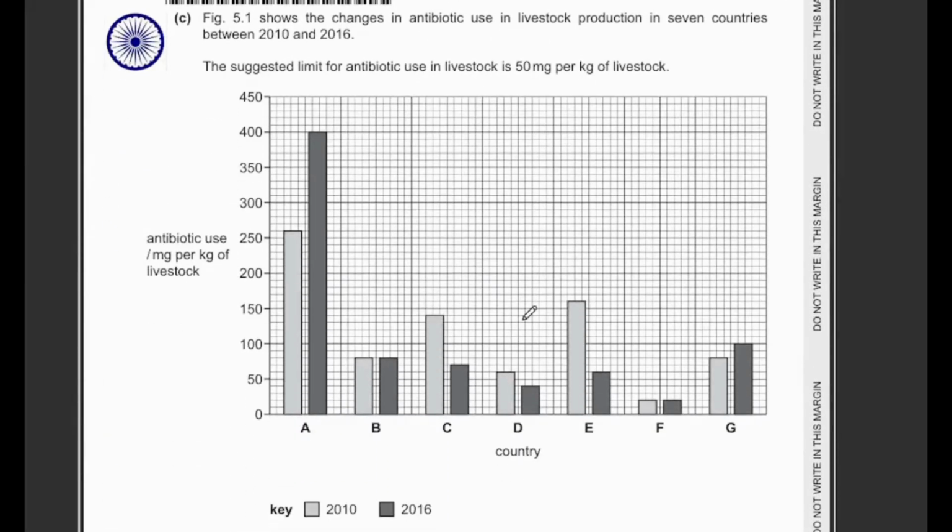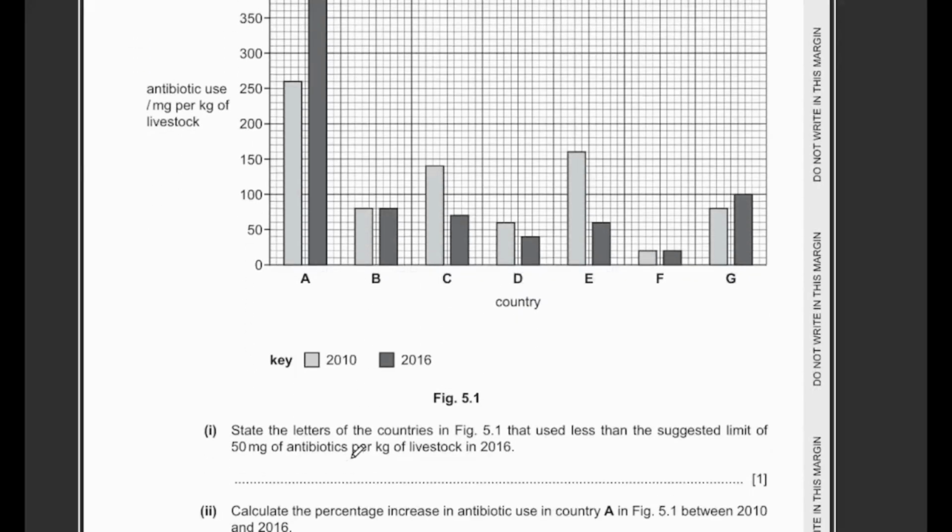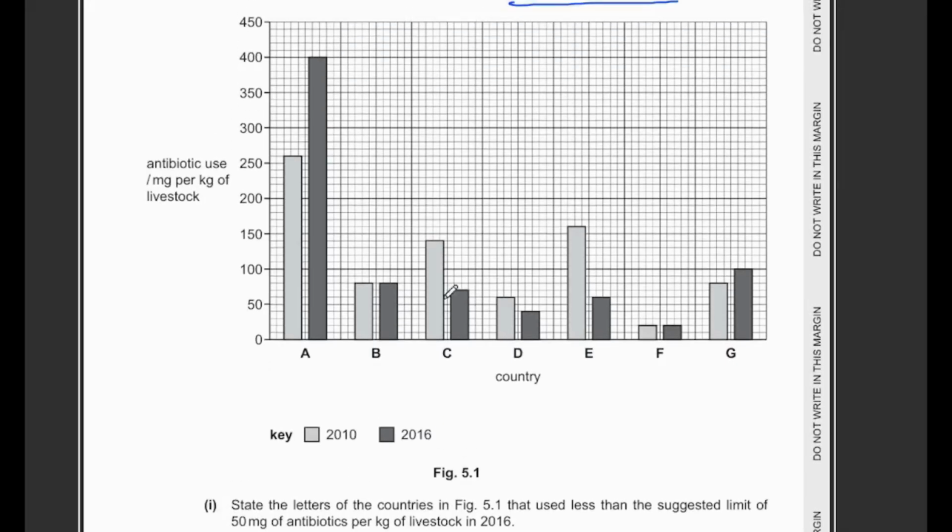Part C: figure 1.5.1 shows the change in antibiotics used in livestock production in 7 countries from 2010 to 2016. The suggested limit for antibiotic use in livestock is 50 mg per kg of livestock. These are the countries, A to G, from 2010 to 2016. In 2010 it was low, 250 mg per kg of livestock, whereas in 2016 it was very high for one country.